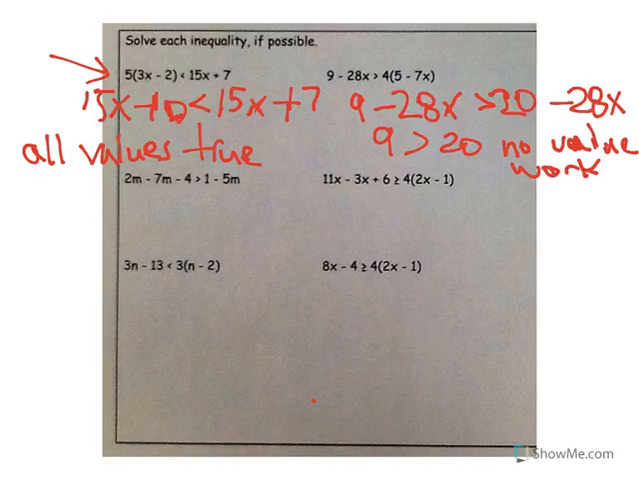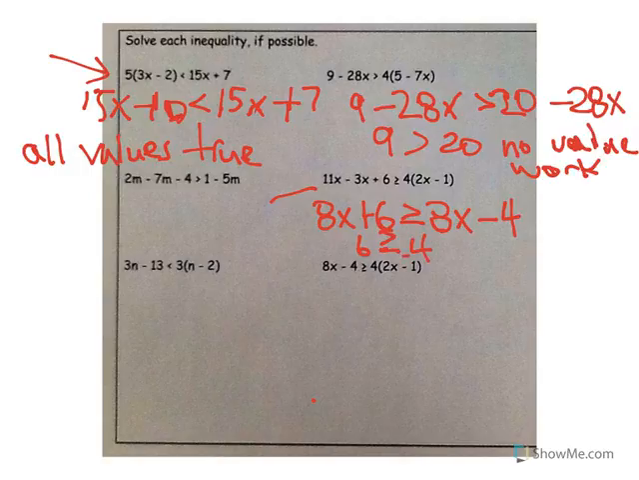Let's do a couple more, or at least one more here. In this case here, we have to combine the variables. So this is going to be 8x plus 6 is greater than or equal to 8x minus 4. And then that's going to leave us with 6 is greater than or equal to negative 4. So that's going to be all values are true.